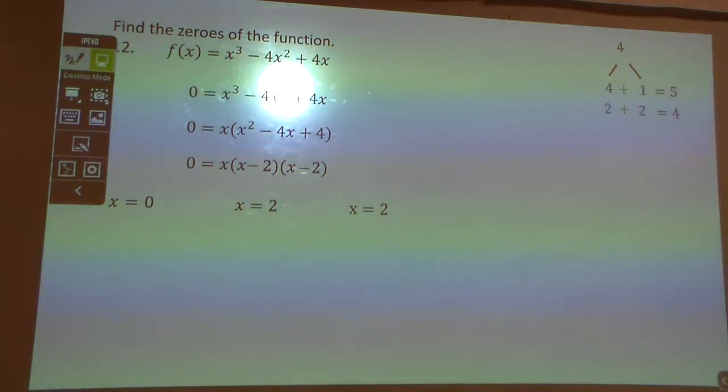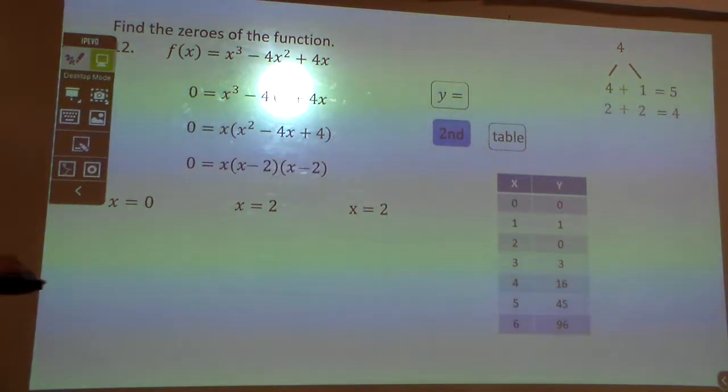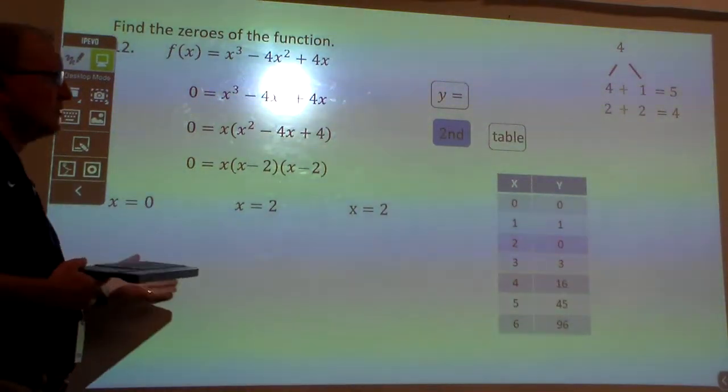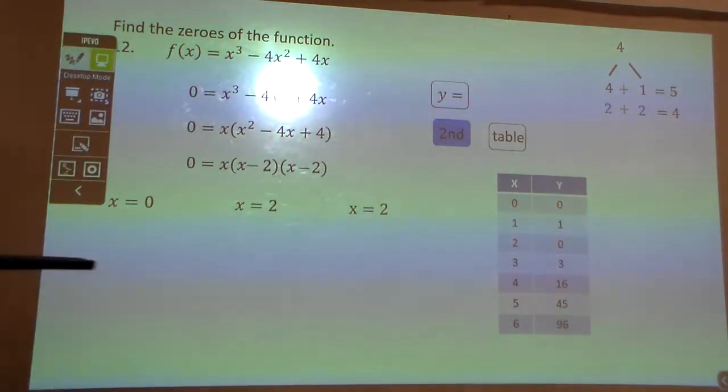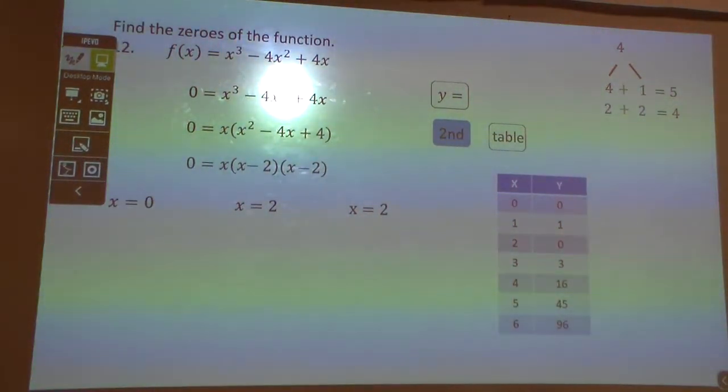Or you can go to y equals, type it in, and once again look at your table and notice, where were the only two places we got 0? At 0 and 2. That's even easier, right? Now this doesn't work all the time, because the next problem this method is not going to give you all your answers. Yes, what's your question?